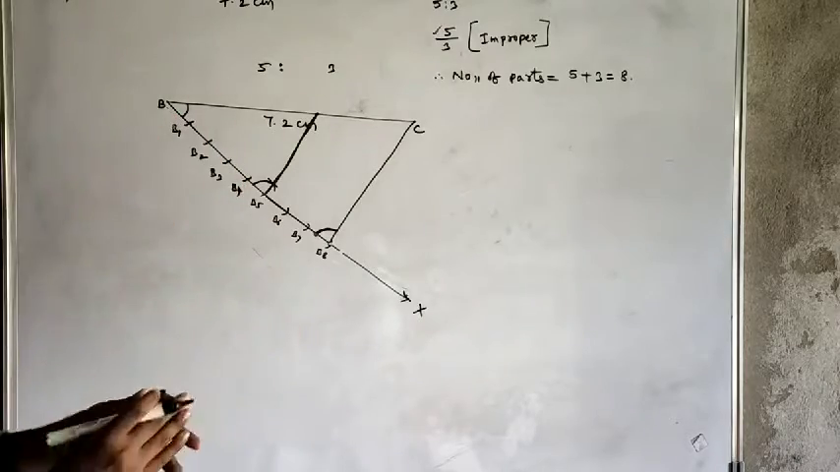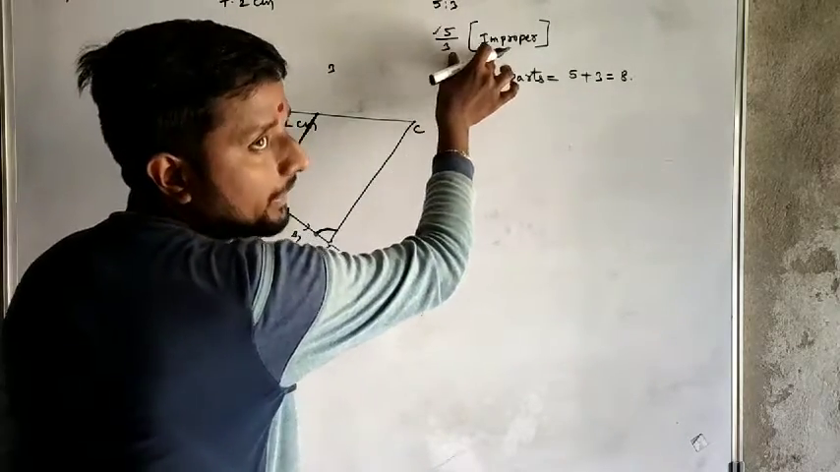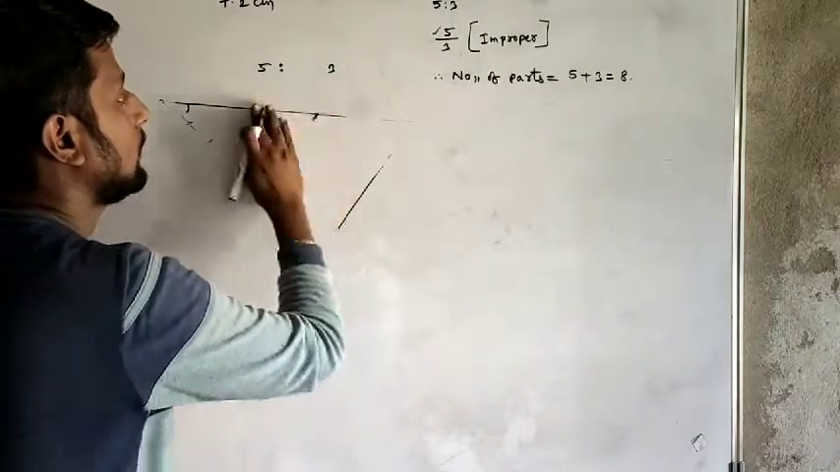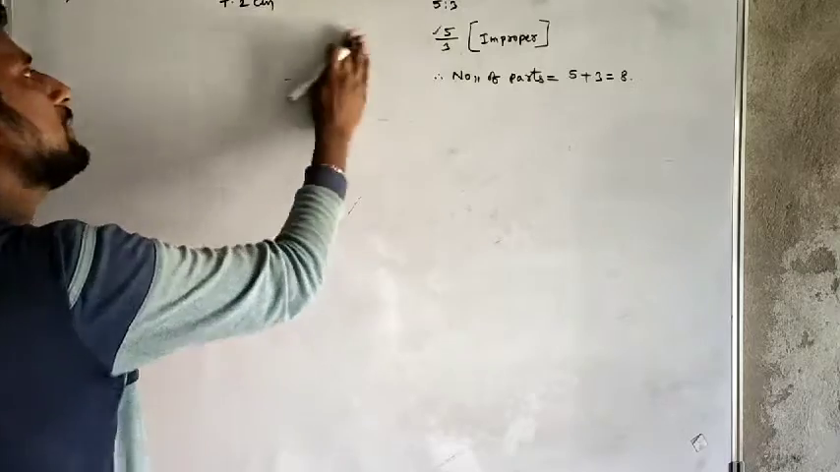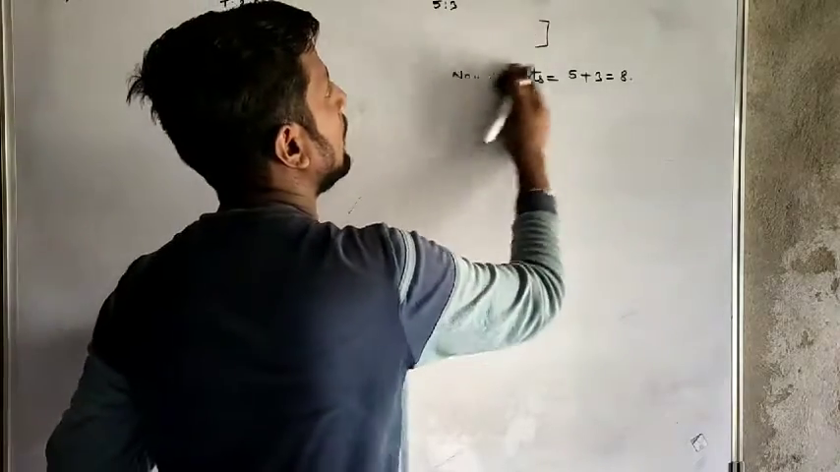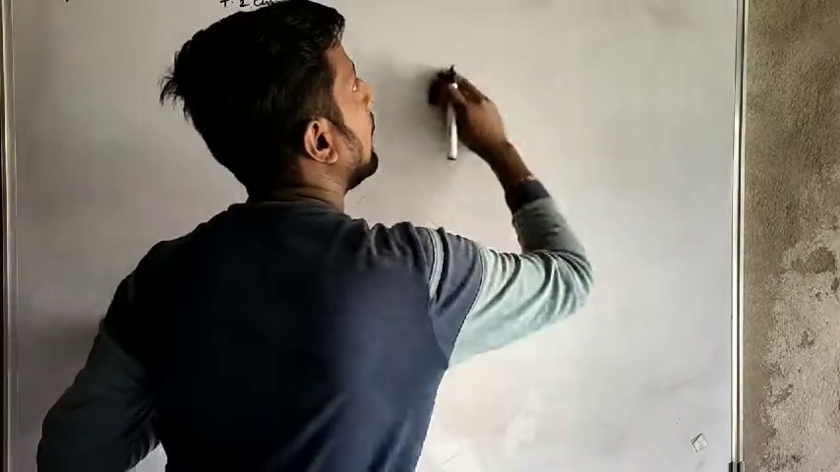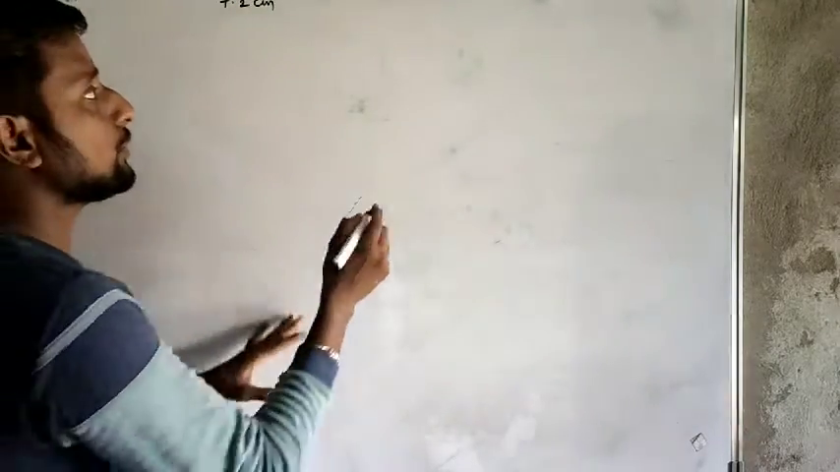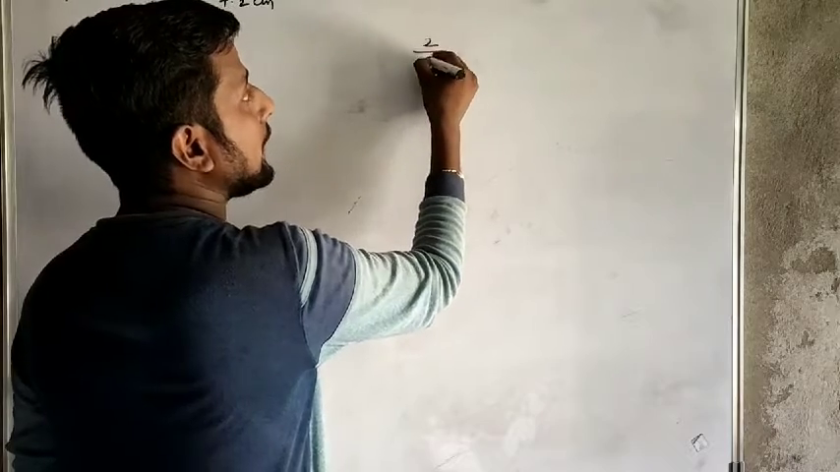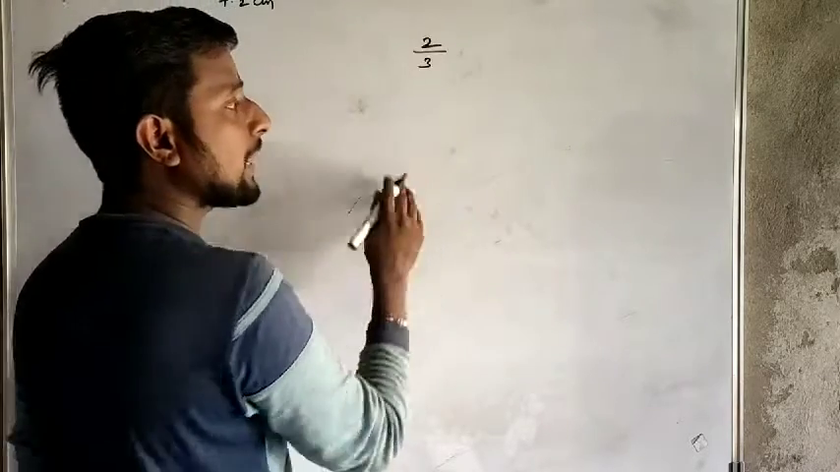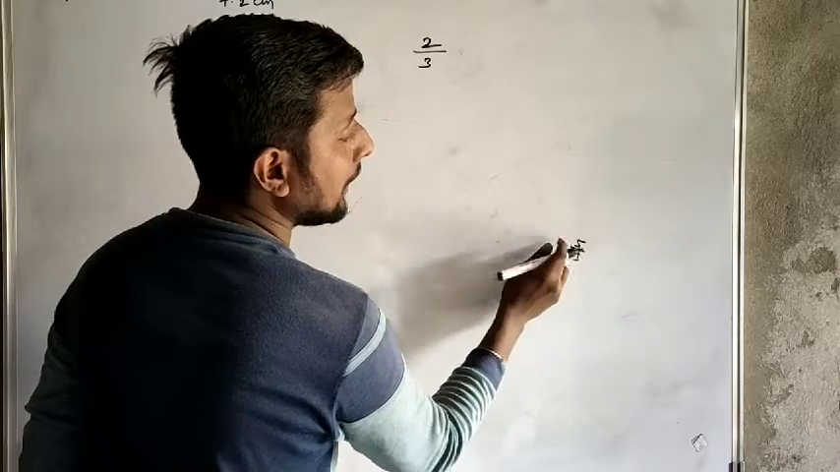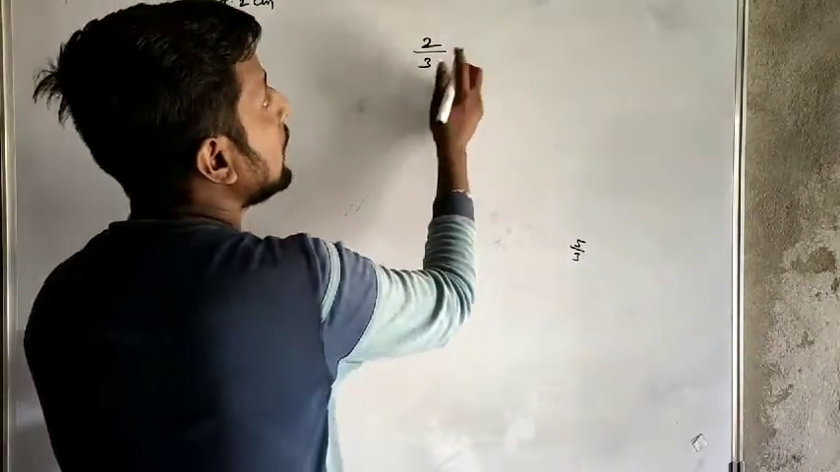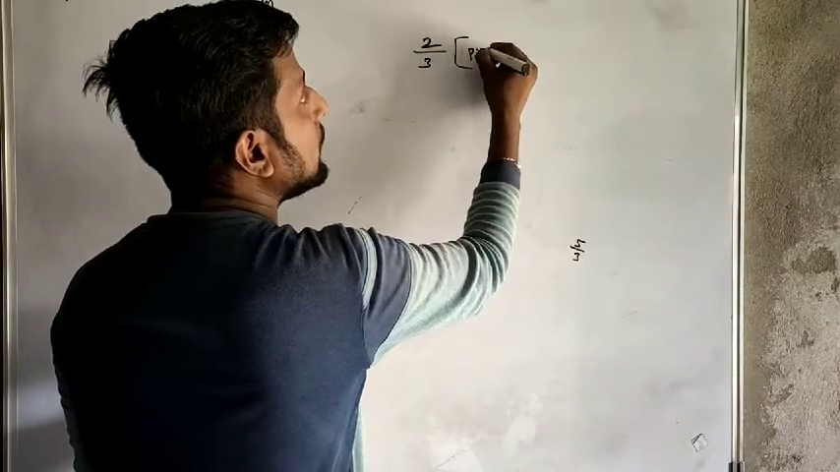One more example. So 5 by 3 is an improper fraction. Now we'll see an example with a proper fraction. Same 7.2. Now the ratio is 2 by 3. First, what have I done? 5 by 3 we did, and I said 5 by 3 is an improper fraction because the numerator is more. Now 2 by 3 is a proper fraction.